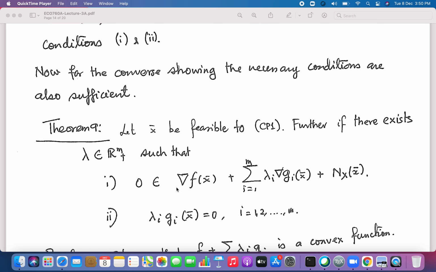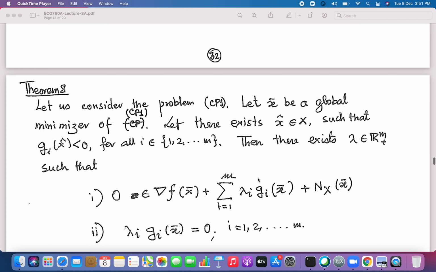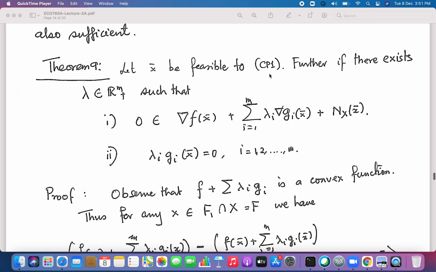So what we want to say is that if these two conditions, which are the conclusions of Theorem 8, which are necessary conditions. So what you get in Theorem 8 are the necessary conditions. But now we are trying to show that if there is an x bar feasible to CP1 and if there exists a lambda element of R^m_+ such that this inclusion holds and this complementary slackness condition holds, then this x bar is actually a global minimizer of the problem CP1.